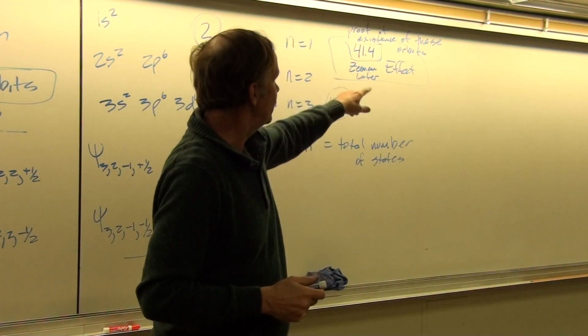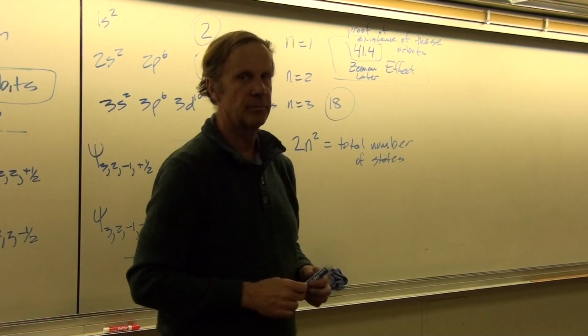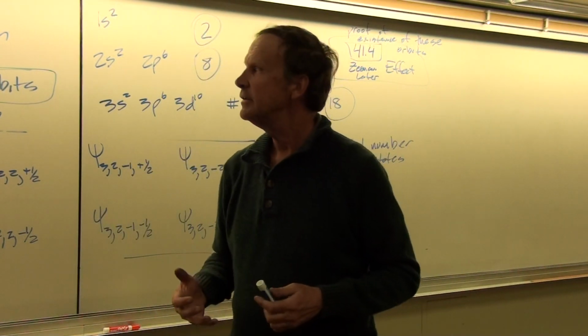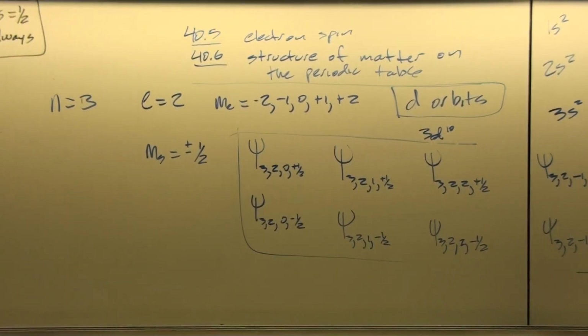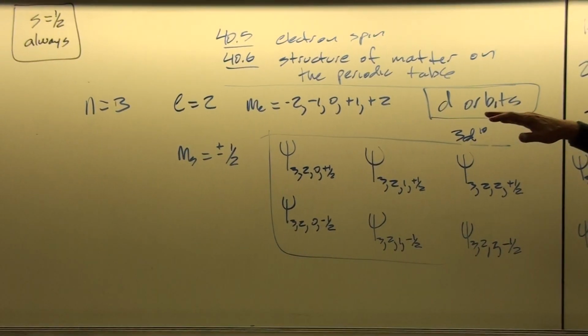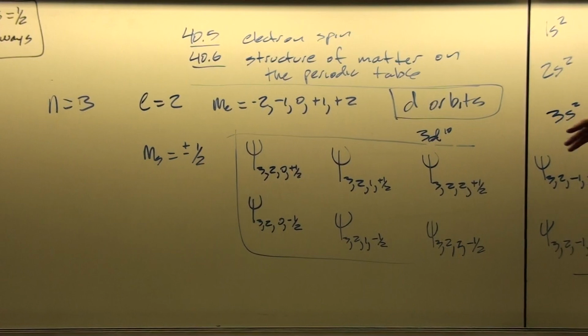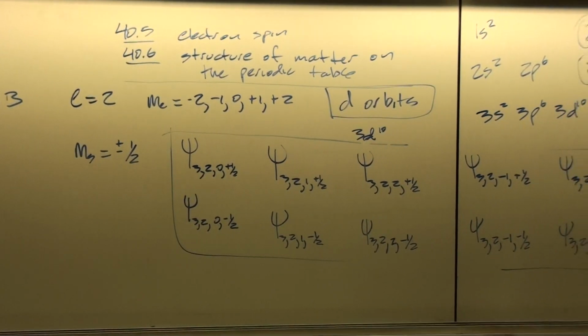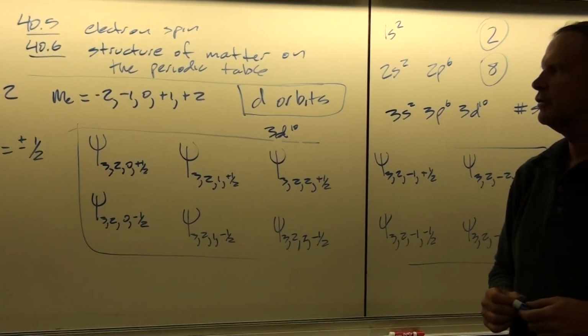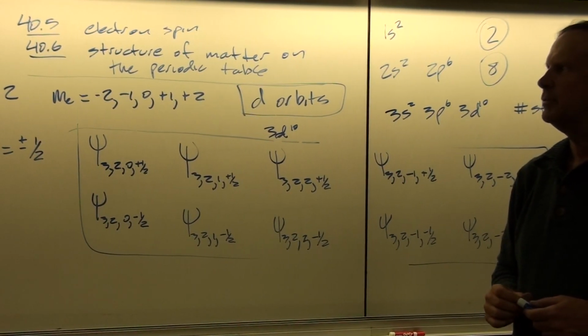That is something that you don't need to worry about for the quiz or for the midterm. But I would like you to try to come up to speed in terms of the different n, l, and m sub l values and how they all work together to give us the structure of matter on the periodic table.